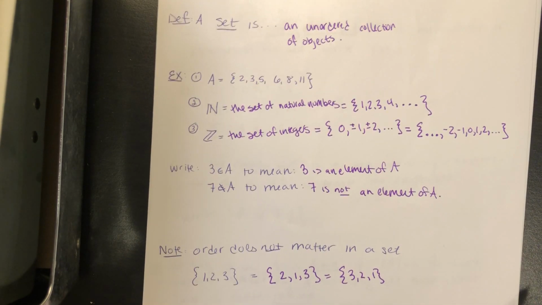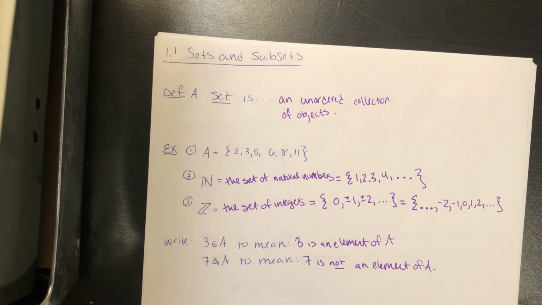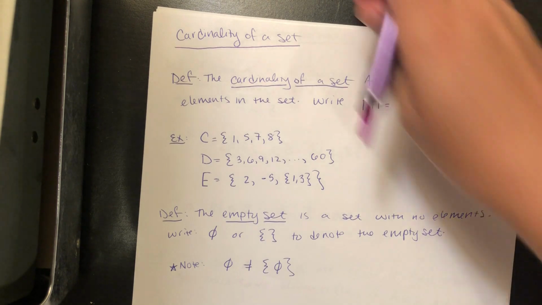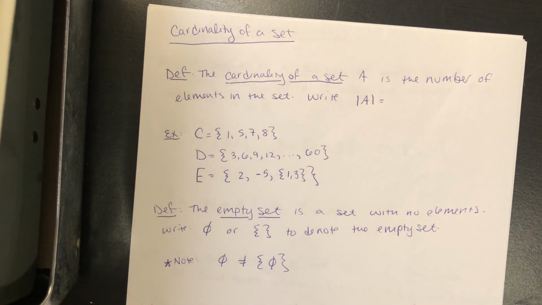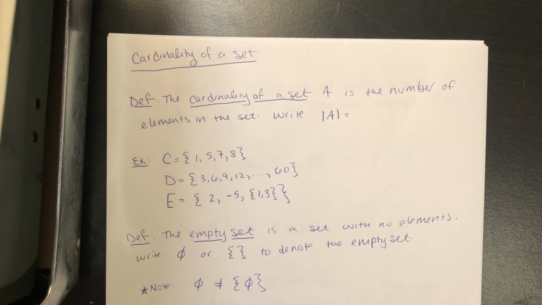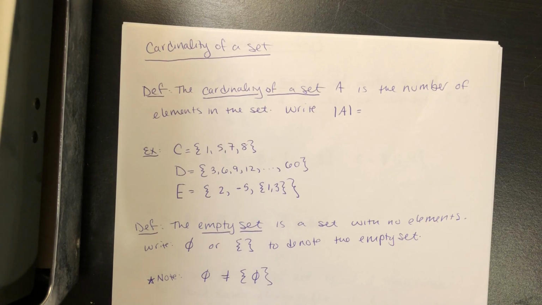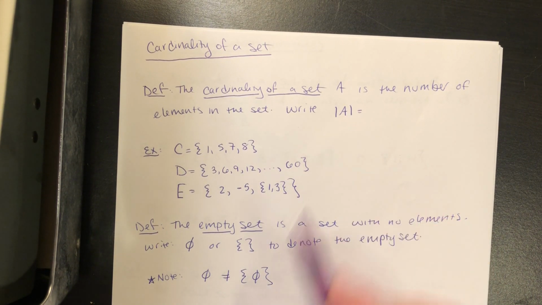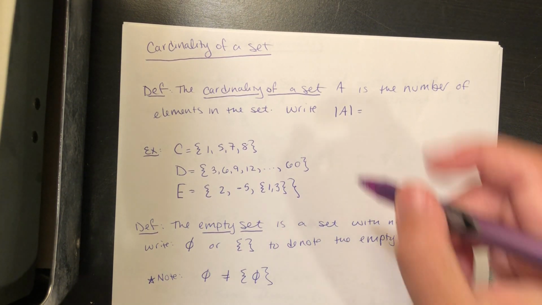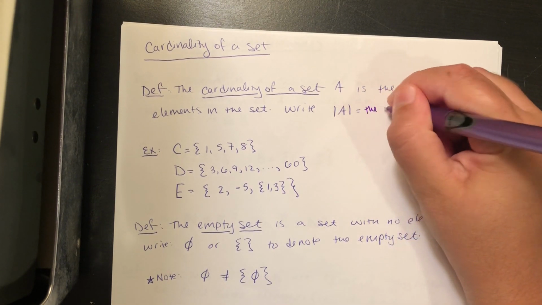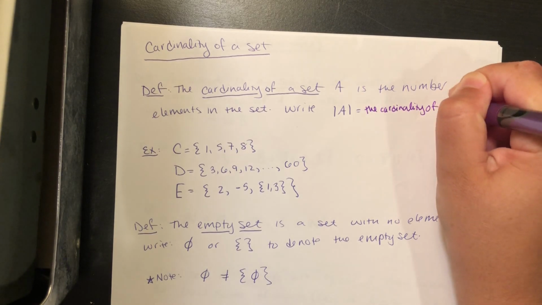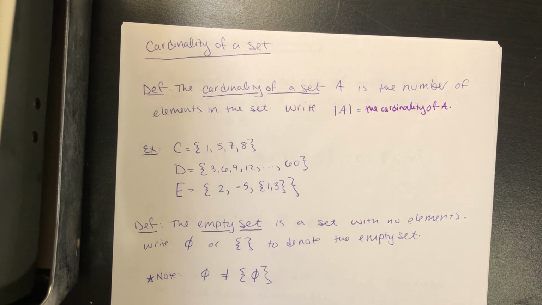Now, it can be useful to talk about the idea of how many elements a particular set has, and that's what we get at when we talk about the cardinality of a set. So we say that the cardinality of a set A is the number of elements in that set. And the notation we use is we put absolute value bars around the set A, right? So this means the cardinality of A. It means the number of elements in A.